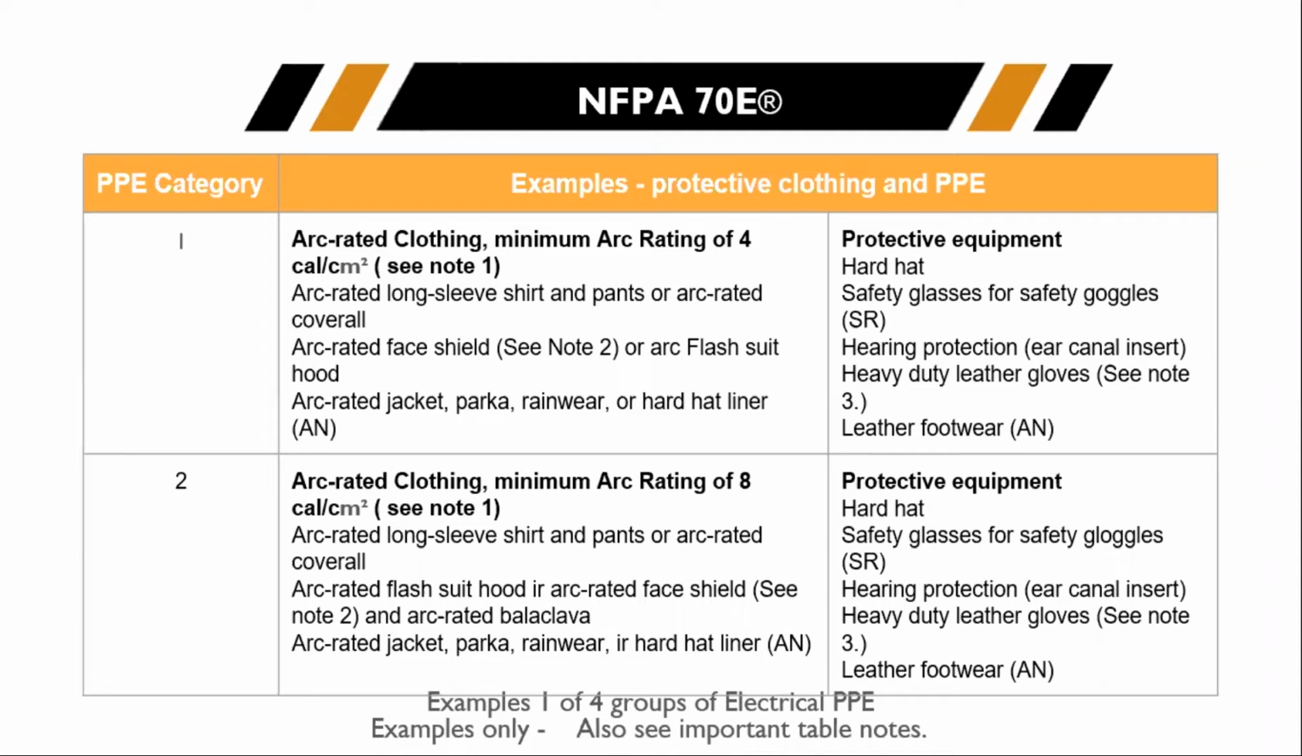For the protective equipment, we have the hard hat, the safety glasses or safety goggles, the heavy-duty leather gloves, and the leather footwear. For the second PPE category, as an example for protective clothing, we have arc-rated clothing with a minimum arc rating of 8 cal, as an arc-rated long sleeve shirt and pants or arc-rated coverall. Then the arc-rated flash hood or the arc-rated face shield and arc-rated balaclava. Finally, we have the arc-rated jacket, parka, rainwear, or hard hat liner. For protective equipment, we have the hard hat, the safety glasses or safety goggles, the hearing protection, the heavy-duty leather gloves, and finally, the leather footwear.